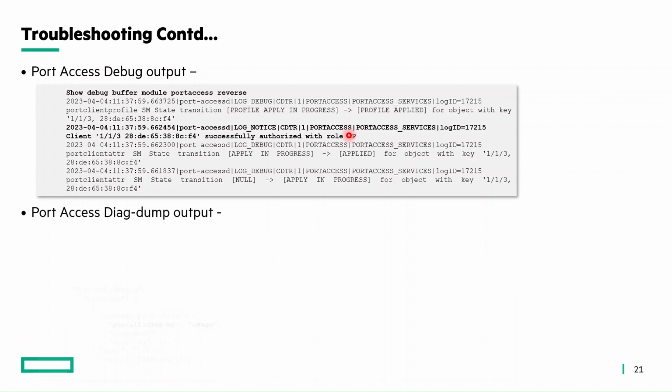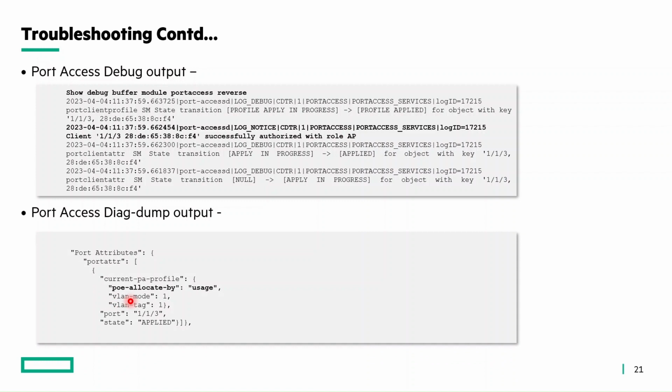Next is diagdump output. I have given only a snippet of how the diagdump output will look for a particular role. So here, if you could see, this is for the port 113 where the client is connected, and the current port access role assignment has these attributes like PoE allocate by is set as usage. So through that we can identify what PoE allocation has happened on the client connected port. If there is a difference in the PoE allocation, we need to debug why the PoE allocation has happened in a different way. Was it a role assignment problem or is it a PoE problem?